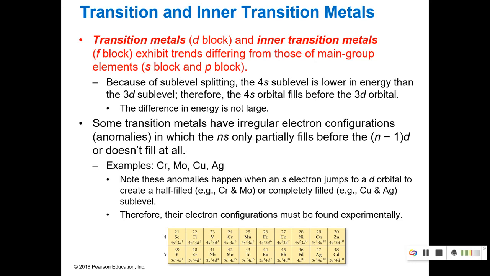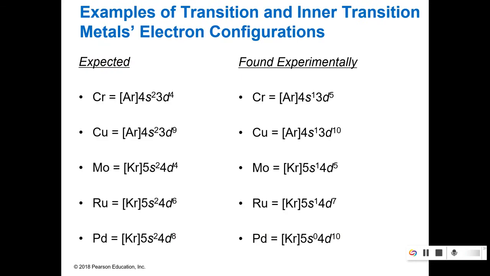So transition metals and intertransition metals, again, they exhibit those differing traits from main group elements. Just remember that they are not predictable. So here's some things that are not predictable.